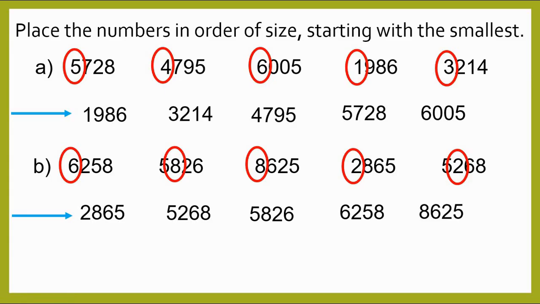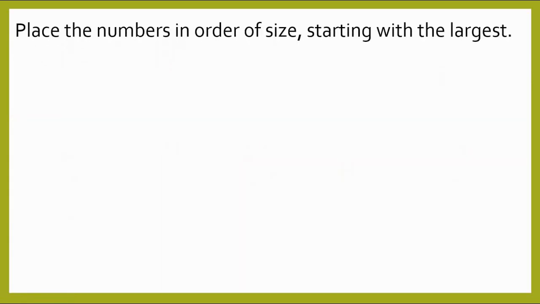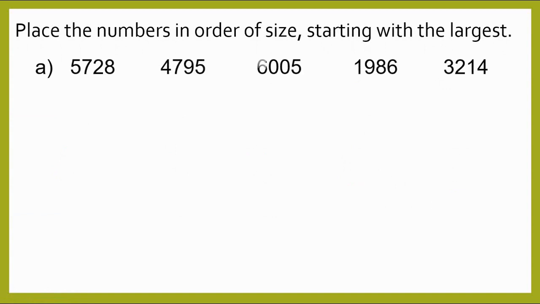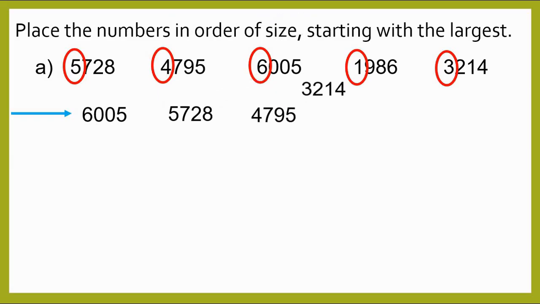Understood? But if I tell you to arrange the same numbers from largest, no problem. Compare again the first digit. But while writing the answer, write the number having the largest digit first. Then smaller than that. Then smaller than that. Then again smaller than that. And the smallest one. This is how you can write.